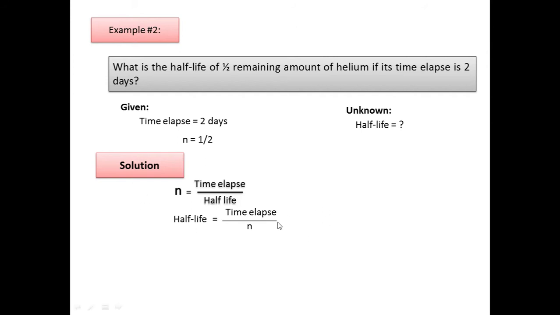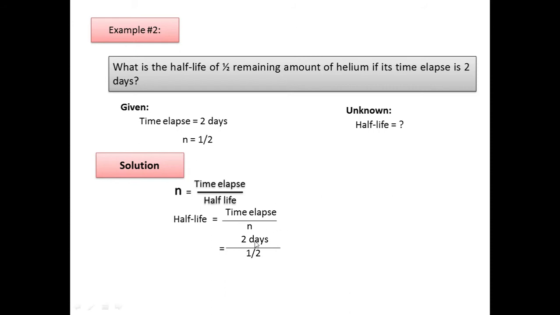Now, just simply substitute the value of time elapse and the n here, since we already arranged the equation to get the half-life. So we just simply substitute the n and then also the time elapse, and then after substituting that, we just simply divide the right hand of the equation, and the result will be the half-life of this problem. Okay, substitute. What is the value of time elapse? So time elapse is 2 days divided by the n is 1/2.